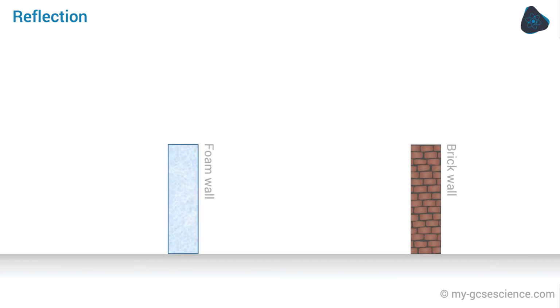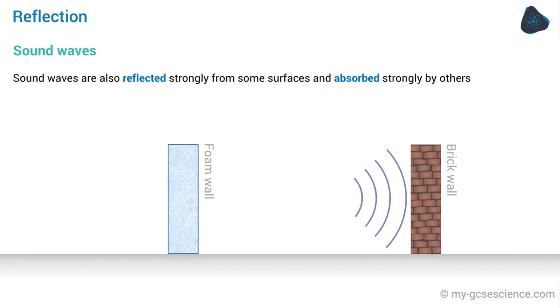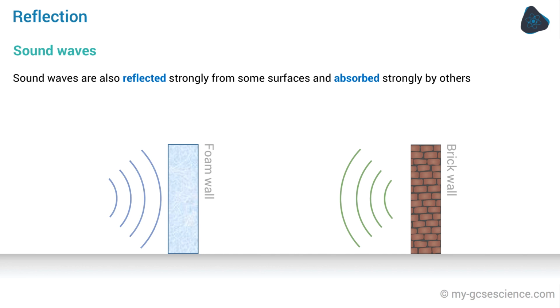Almost there now. As we saw earlier, all types of waves can be reflected when they reach the boundary between one material and another. Sound waves, for example, might be reflected strongly by this brick wall, which is why we might hear an echo if we clap our hands in front of it, and they might be absorbed by a foam wall. That brings us to the end of this video on the reflection of waves.